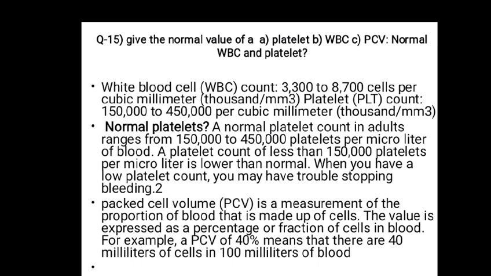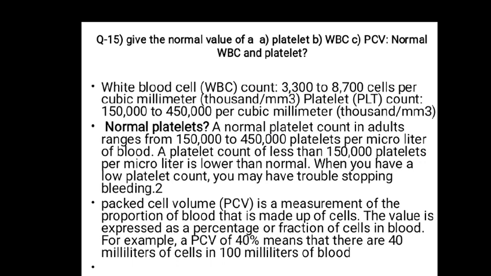Question number 15. Give the normal values of platelets, WBC, and PCV. White blood cell count is 3,300 to 8,700 cells per cubic millimeter. Platelet count is 150,000 to 450,000 per cubic millimeter.